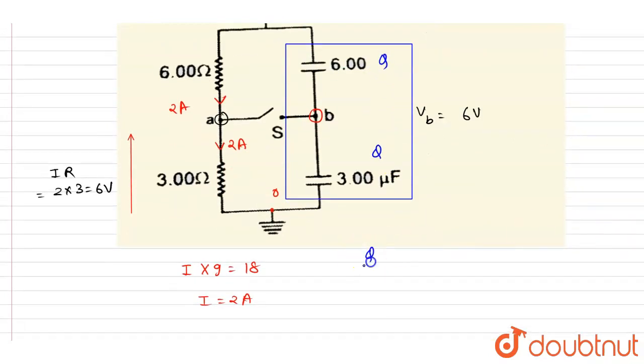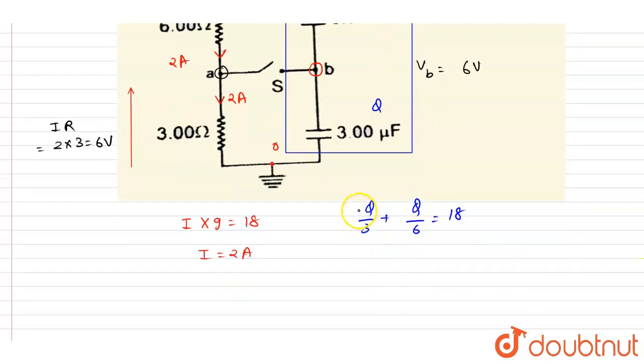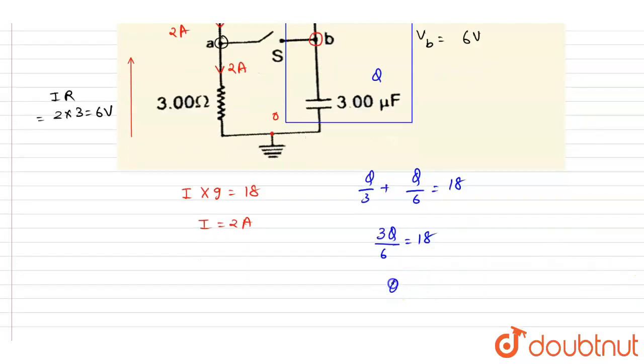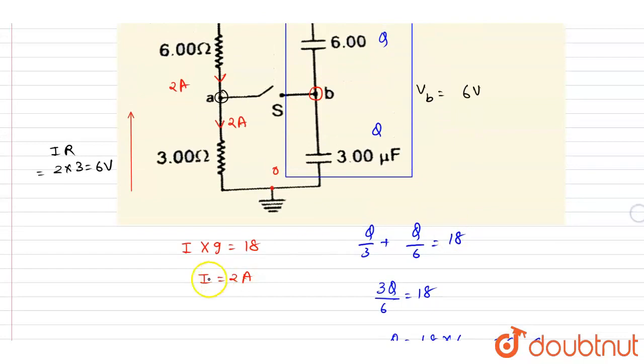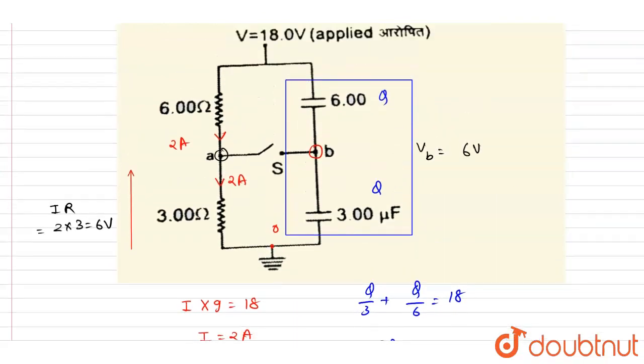So if I write down Q by 3 plus Q by 6, it is 18. So it is 2 by 6 plus 1 by 6, it is 3 by 6. So we will write down Q is equal to 18 into 6 by 3. So 36 microcoulomb will be the charge on the two. And if you see, the potential at B is this.